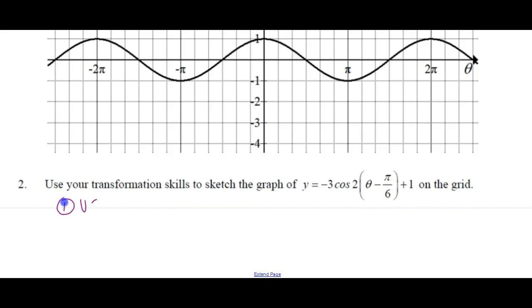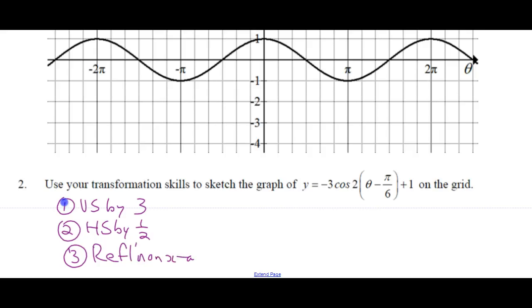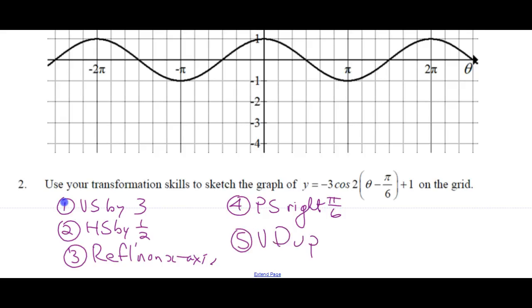Vertical stretch by 3. What else? Horizontal stretch by 1/2. What else? Reflection on the x-axis. Phase shift right pi over 6. And a vertical displacement up 1.